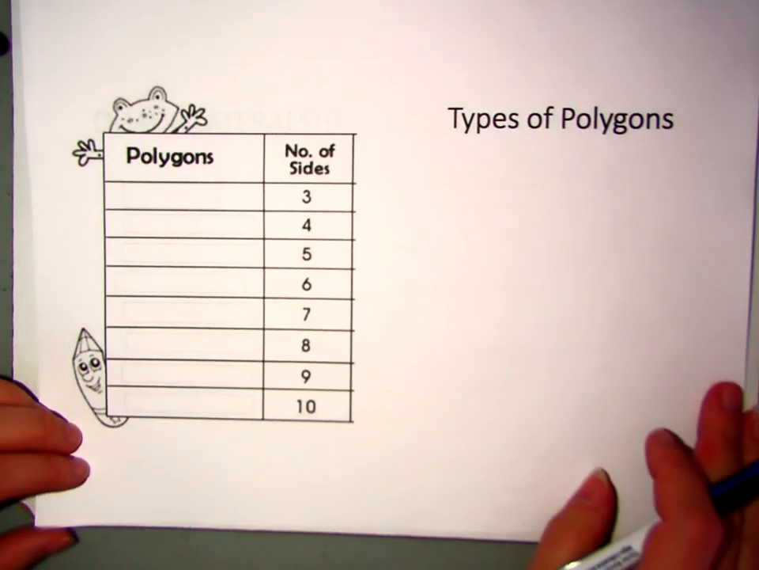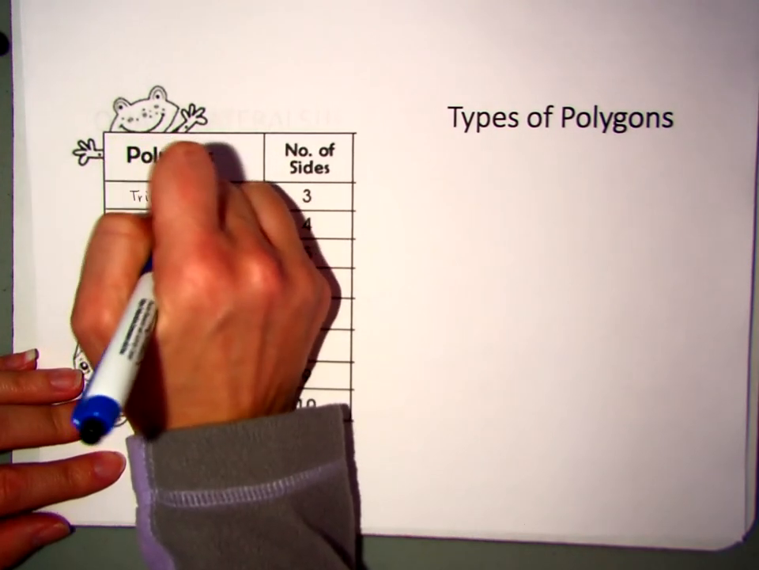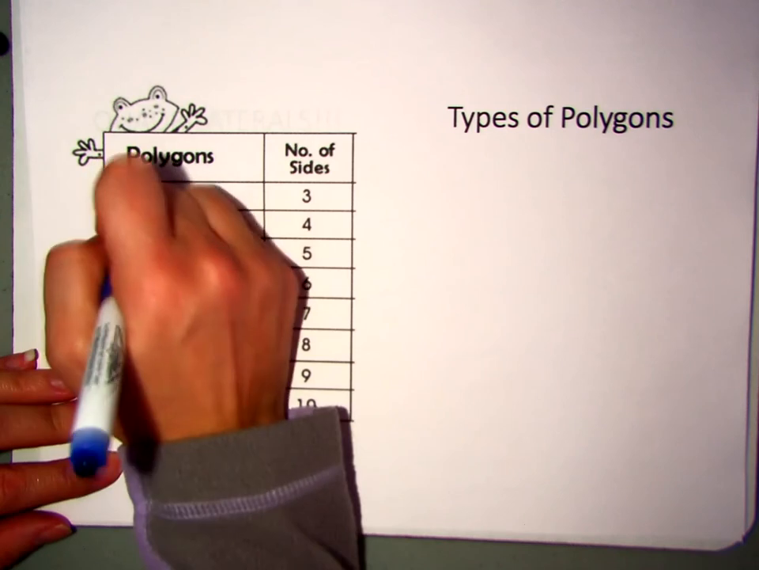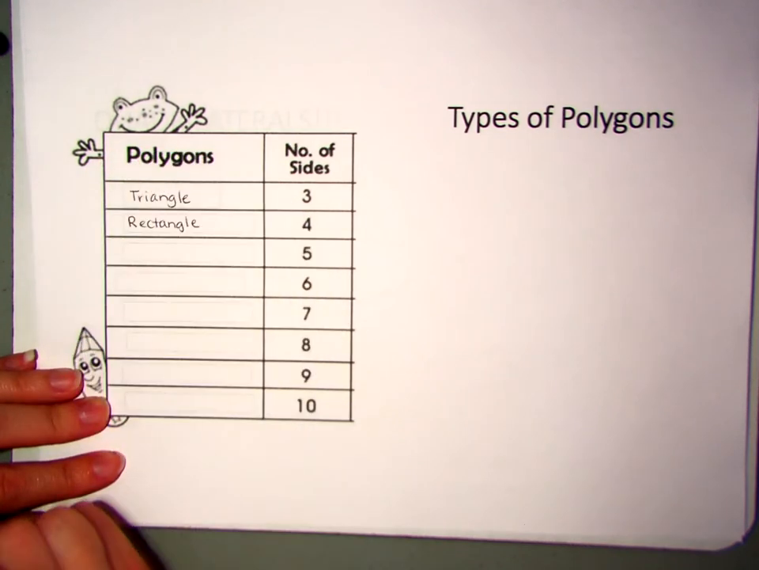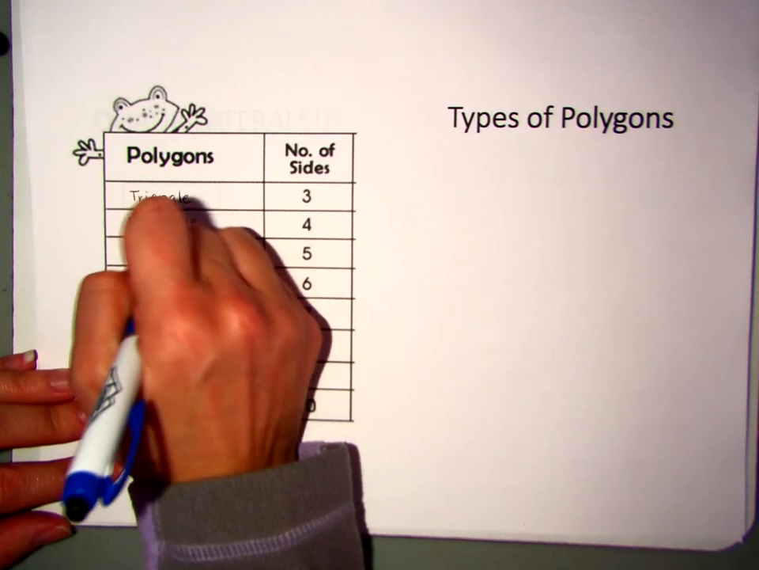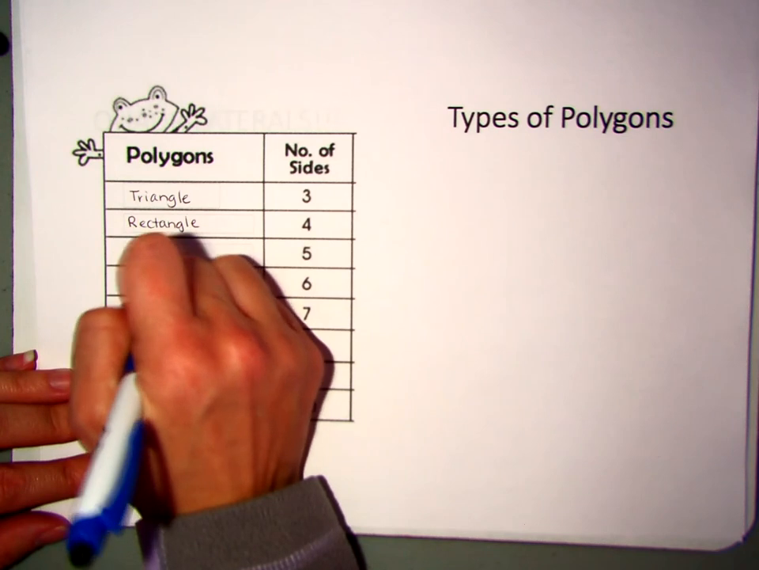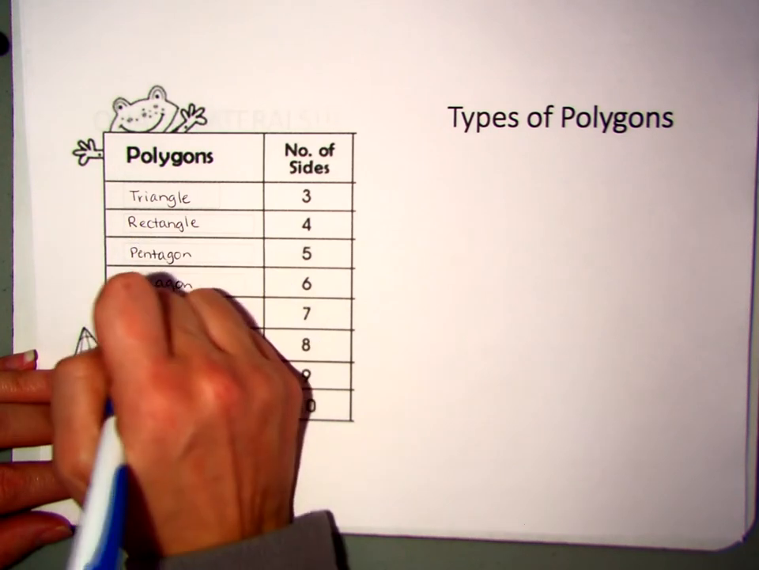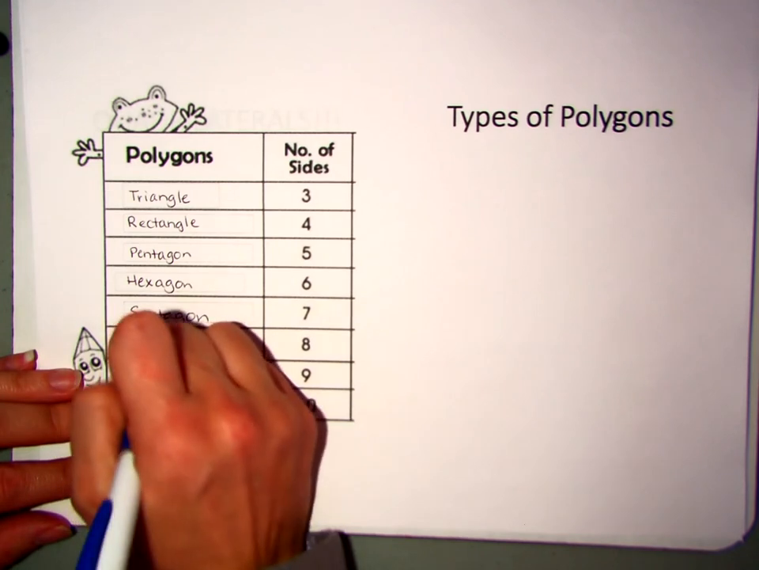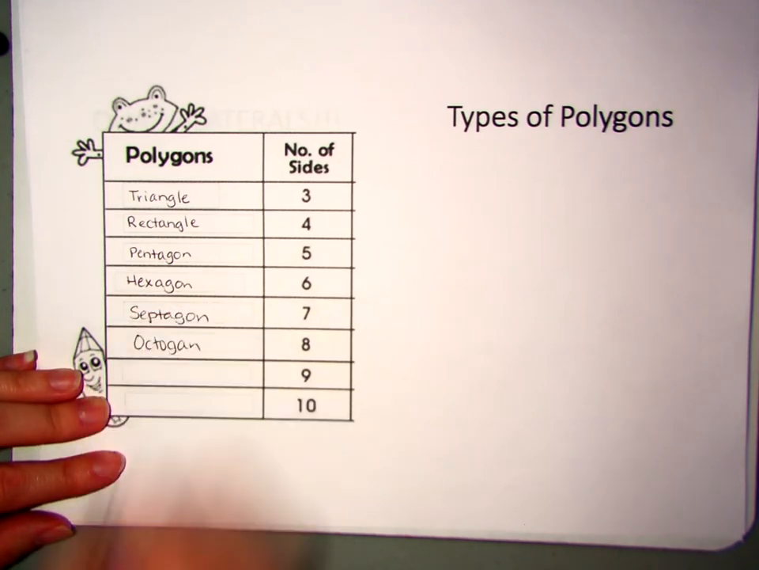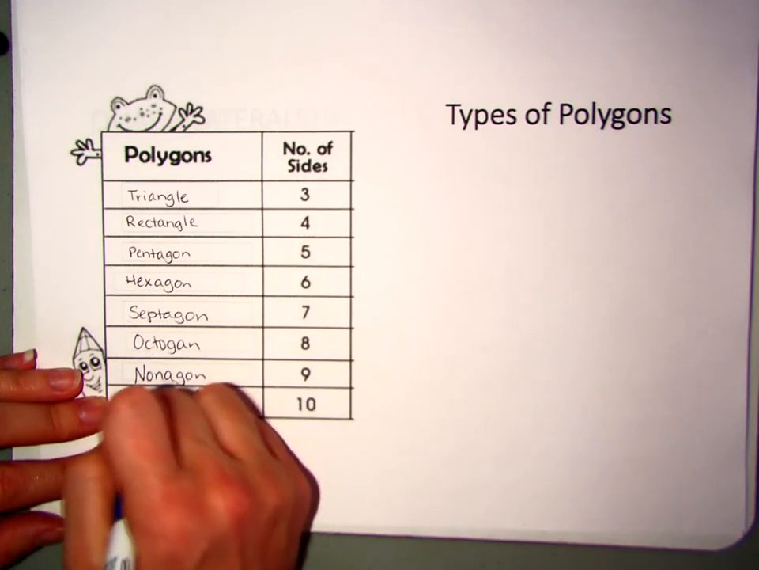So when we get into types of polygons, they have different names. When we deal with this type here, we would say a 3-sided figure is called a triangle. A 4-sided figure is called a rectangle. A 5-sided figure is called a pentagon. A 6-sided figure is called a hexagon. A 7-sided figure is called a septagon. An 8-sided figure is called an octagon. A 9-sided figure is called a nonagon. And a 10-sided figure is called a decagon.